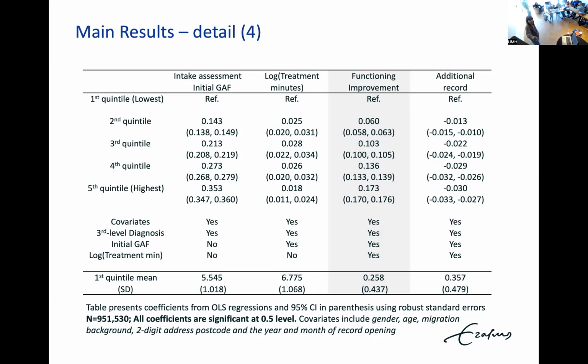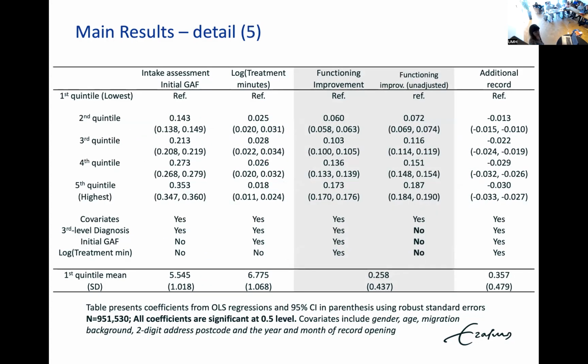So I'll show you the functioning. I think this is the key finding. 26% of people in the lowest income quintile improve their GAF by the end of the first treatment record. And this is where the differences really come in: 6 percentage points more in the second quintile, up to 20 percentage points more in the highest. So people in the highest income quintile, just below 50%, improve by the end of the treatment. From 26 to almost 50, it's quite impressive.